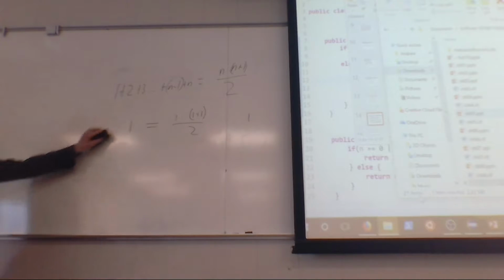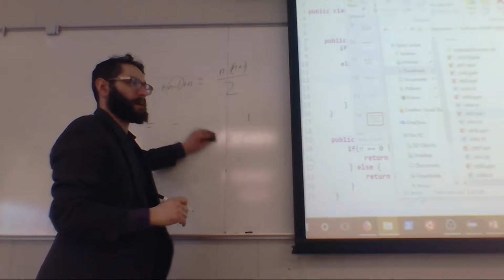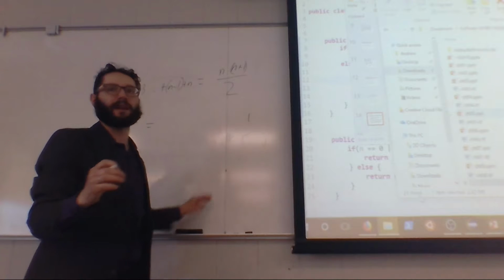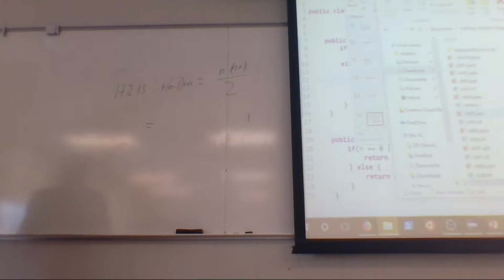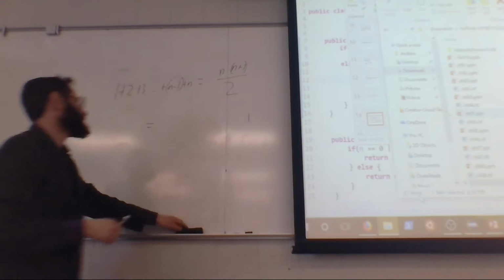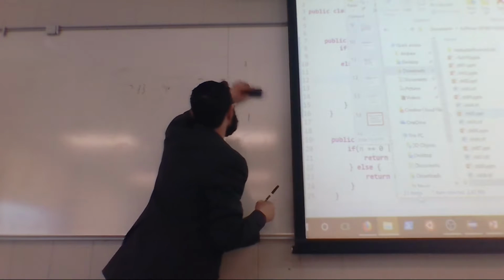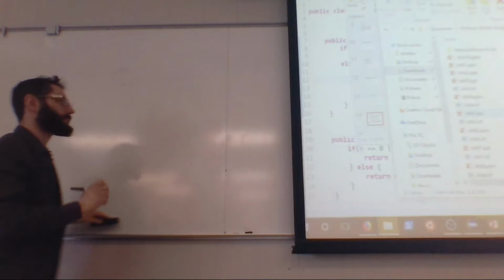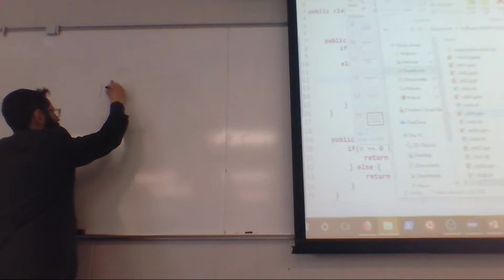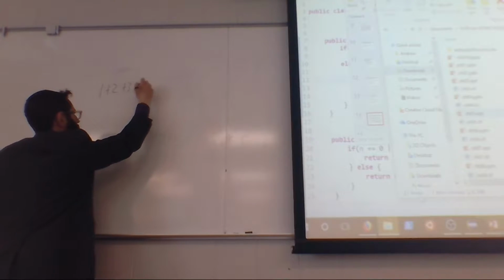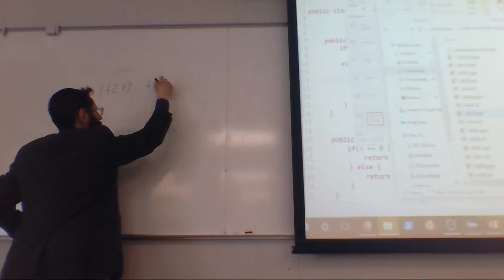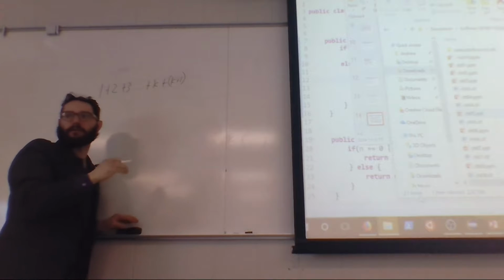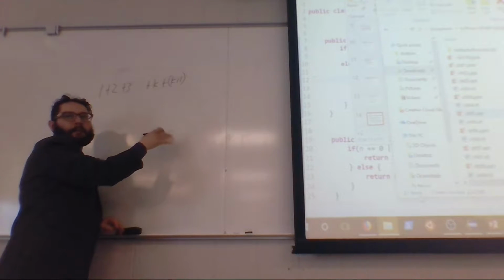Now we need to prove that if it works for some number k, it's going to work for k plus 1. If we assume that it's true for k, then it works for k plus 1, which means we rewrite this equation as follows. Instead of using k on n, I'm going to use k plus 1. So 1 plus 2 plus 3 ... plus k plus 1. Okay? Notice how where I had an n, I put a k plus 1 instead.